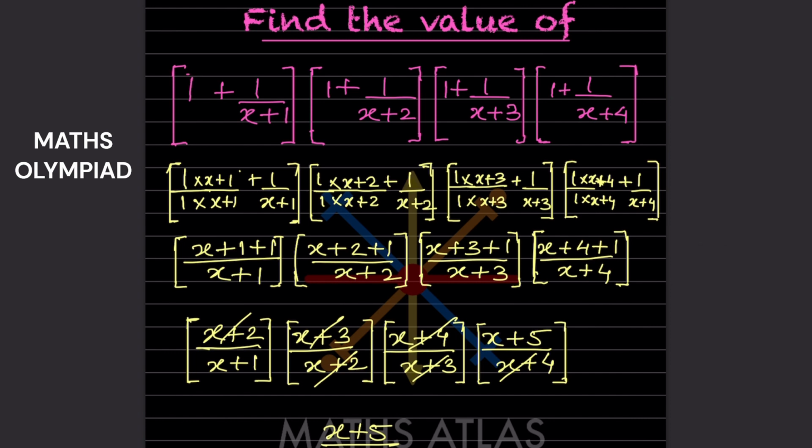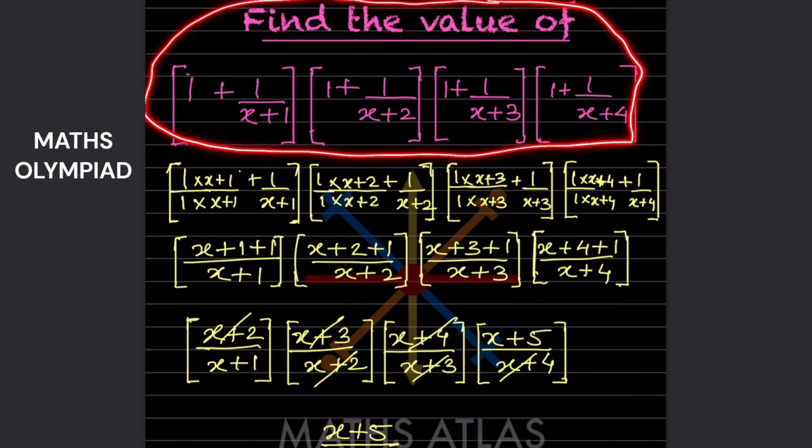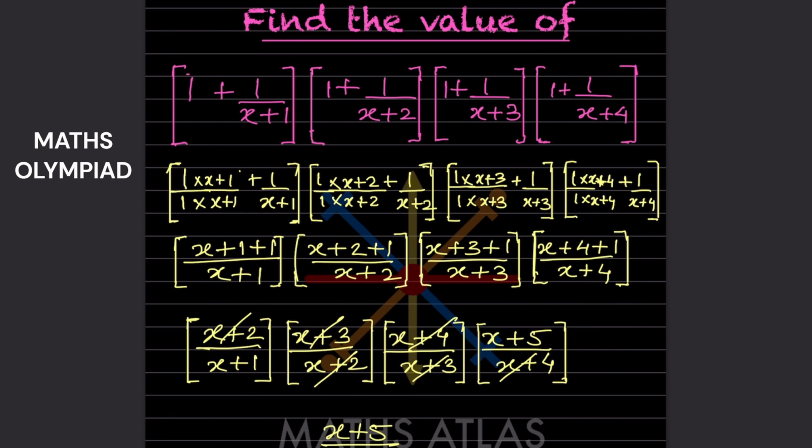So today we are going to solve this problem over here. So we have to find the value of, this is the question over there. So now here what we can see, here this is 1. So we have to take the LCM of this one, that is going to be x plus 1. So here into this will be x plus 1.